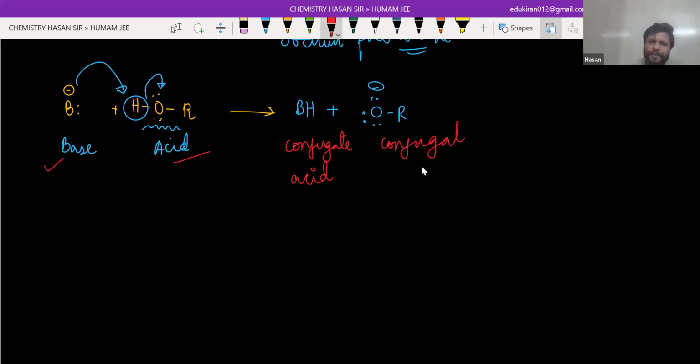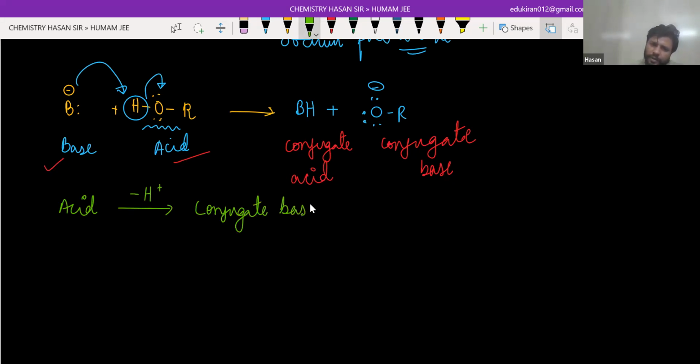So basically, all I want to say is that when you have an acid, any acid, if you are going to remove one H plus, then you will get conjugate base. You have studied this in class 11. And when you have a base, and if you are going to add H plus, then you will get conjugate acid.